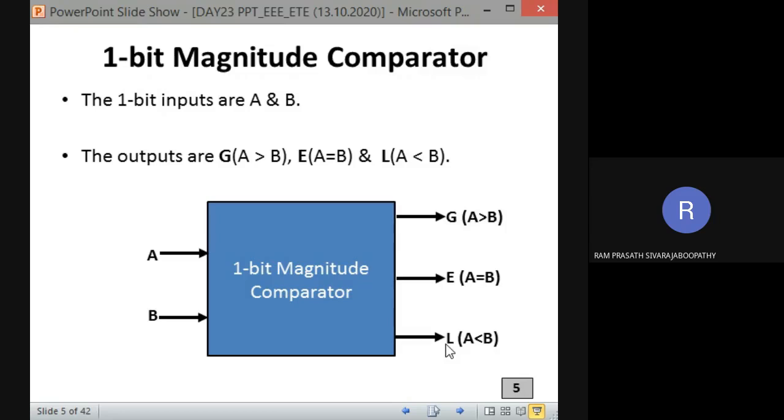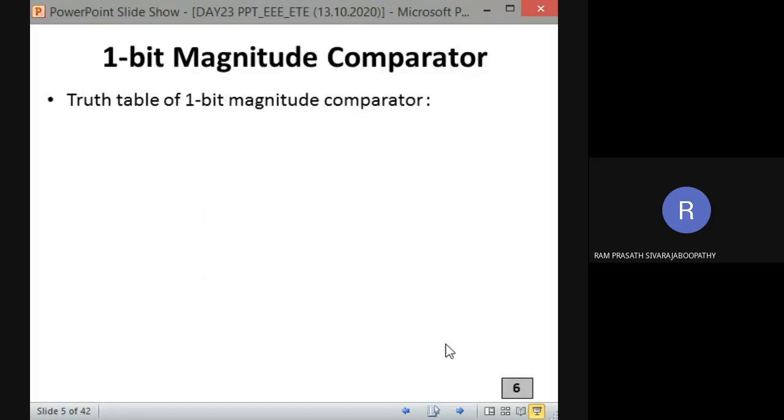Now we are going to design it. For designing any combinational circuit, what do we have to do first? Input variables assigned, output variables assigned, number of input and output variables and naming done. What do we have to do next? Very good, Sabari Shetty, the truth table. So now we are going to go with the truth table of the 1-bit magnitude comparator.